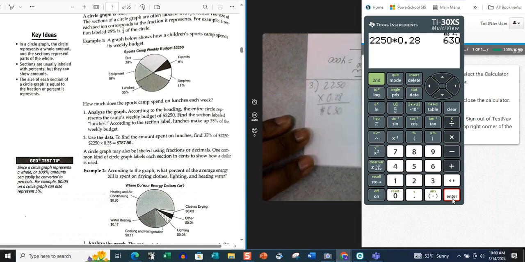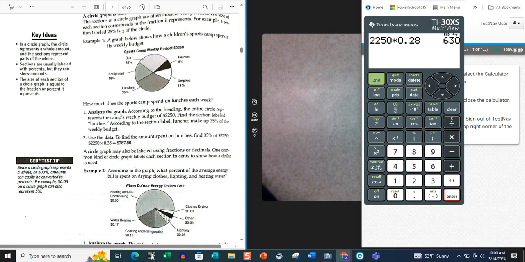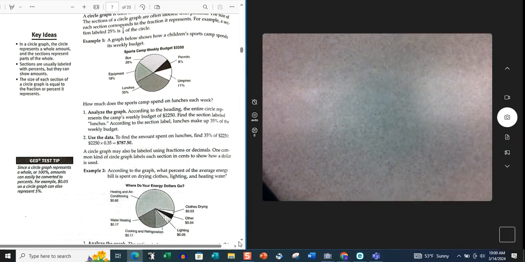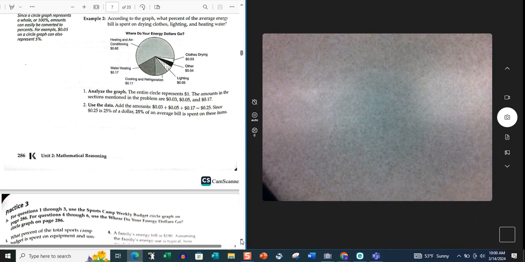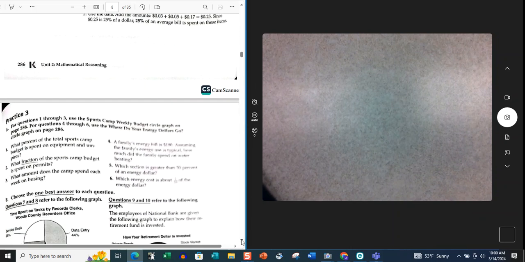Okay, now that took care of problems 1, 2, and 3. So now for problems 4, 5, and 6, they want us to use this other circle graph. Now again, because this did not copy well, you may have to read this out of your own textbook. So let me go over number 4. It says a family's energy bill is $180. Assuming the family's energy use is typical, how much did the family spend on water heating?